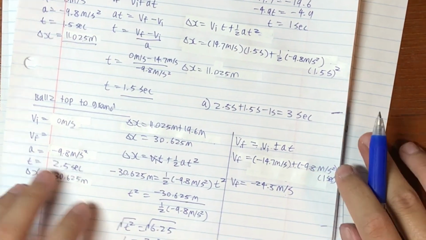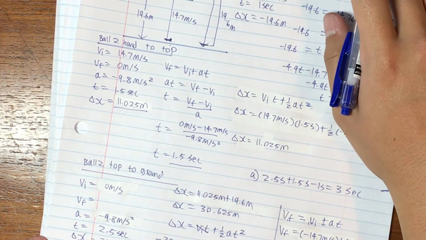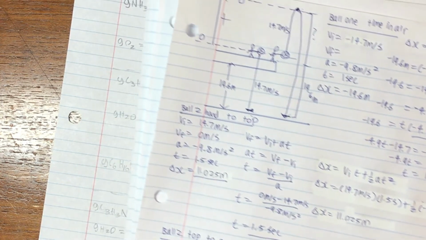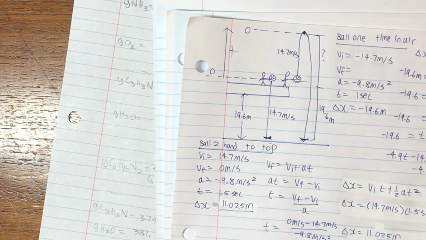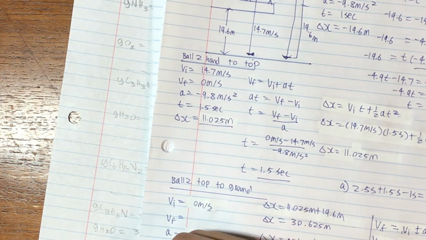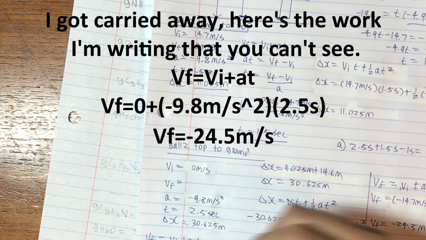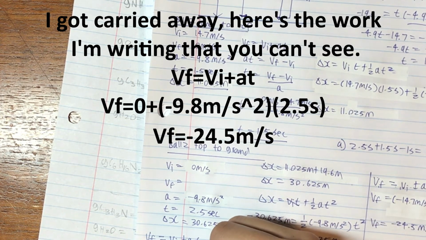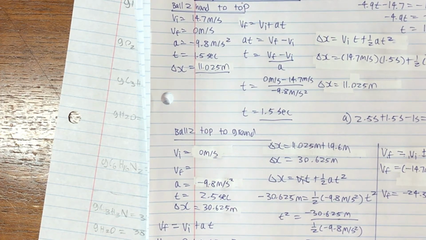Now it's time for me to find the final velocity of the second ball. And in order to do that, I can actually go back to my previous set of kinematic equations and just fill in the blank here like I did for my first set. So I'm just going to fill it in. The final velocity of the second ball is also negative 24.5 meters per second. And that's the answer to B.